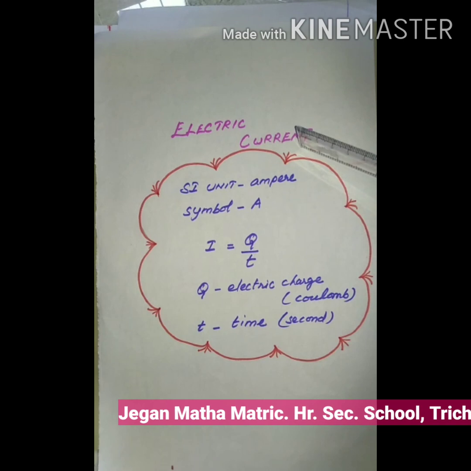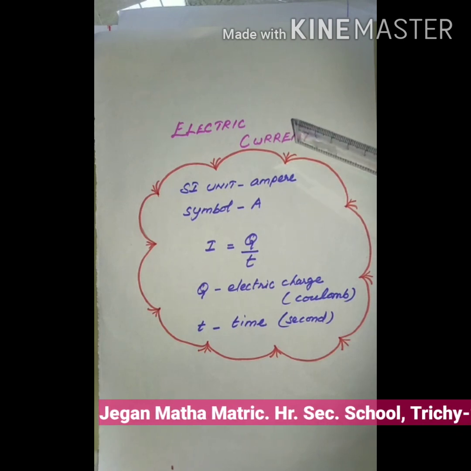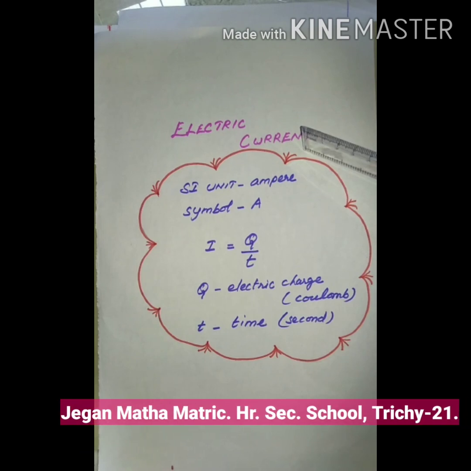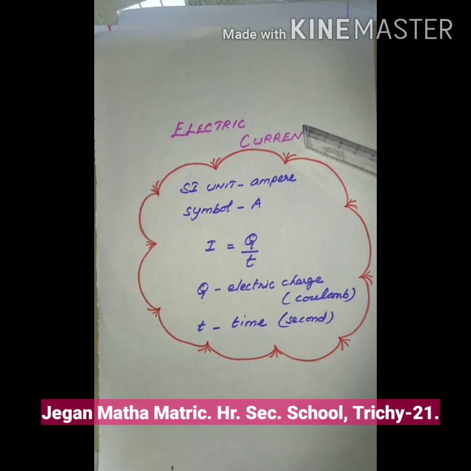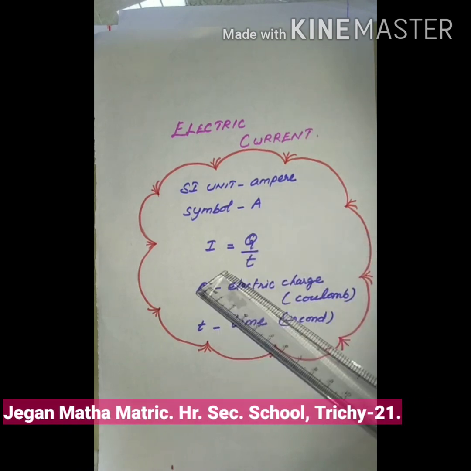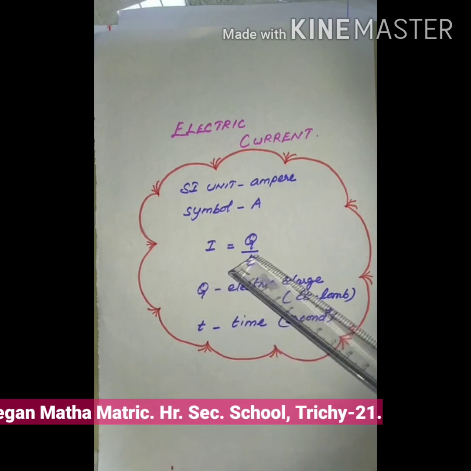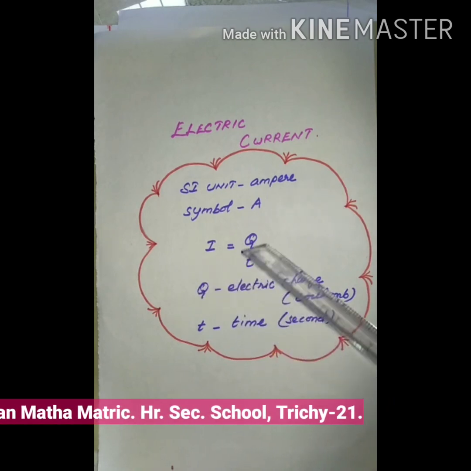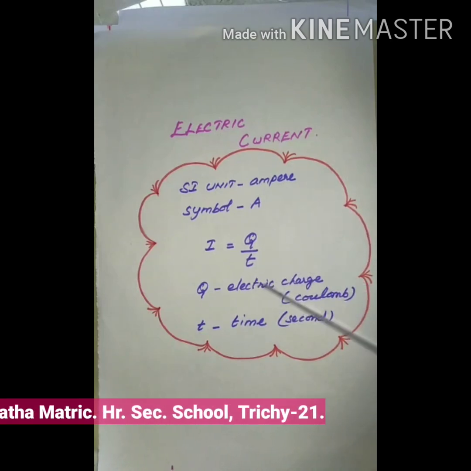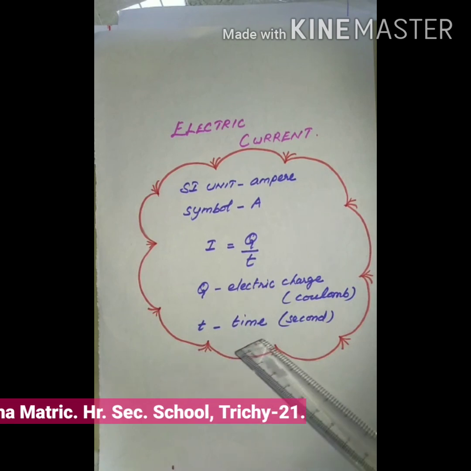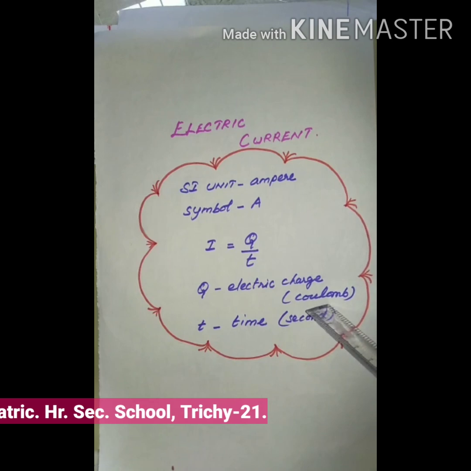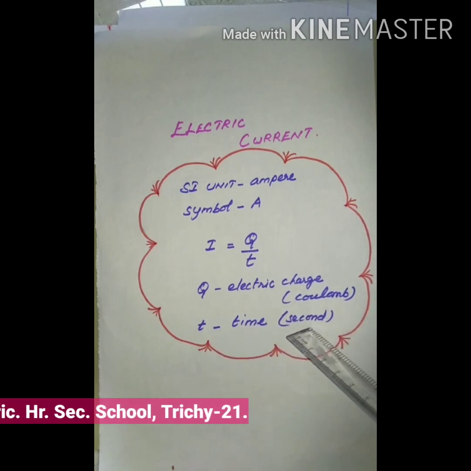Electric current is the rate of flow of electric charge in a particular direction. This is known as electric current. Electric current is denoted as I is equal to Q by T, where Q is the electric charge and T is the time. The unit of electric charge is coulomb, and the unit of time is second.